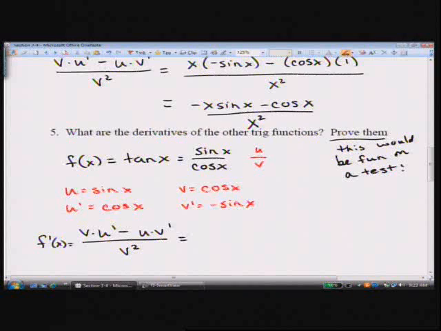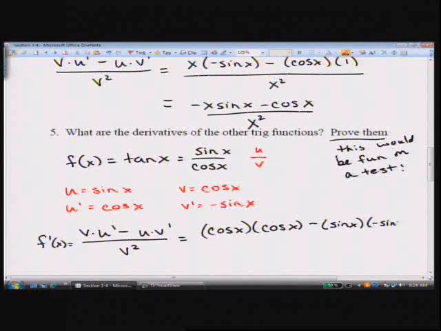So this will be v, which is cosine x, times u prime, which is cosine x. I always get excited when I have cosine x times cosine x, because you know what's going to probably happen? Then I've got u, a sine x, and v prime is negative sine x. Now I'm getting really excited because I've got a cosine squared plus a sine squared, and that's my favorite identity of all time, all over v squared, which is cosine x squared.